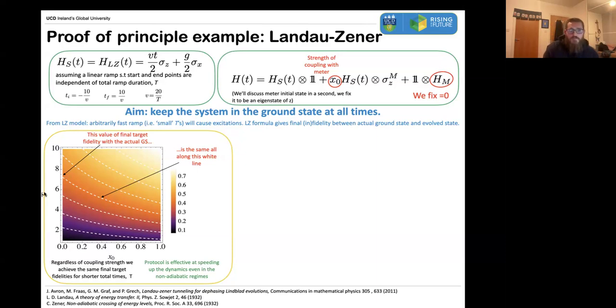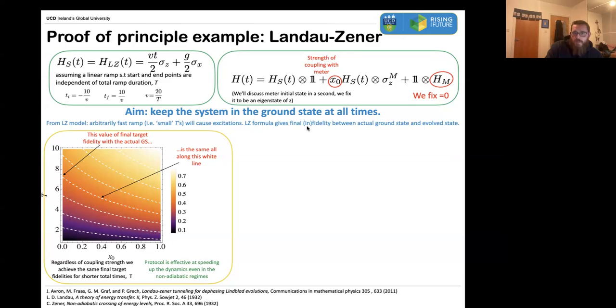If I go super fast, so this big T on the order of less than 1, you see that the fidelity here is basically 0. I end up not anywhere near the ground state that I want to be in. As I approach the adiabatic limit, we see that I get progressively better and better fidelities.